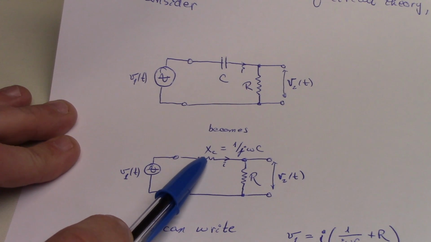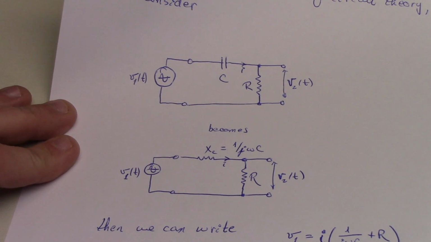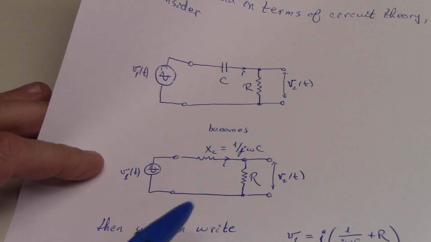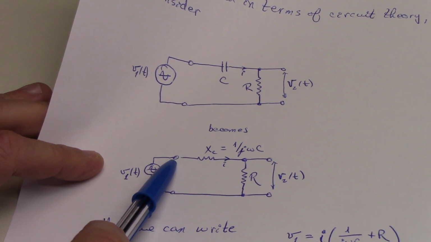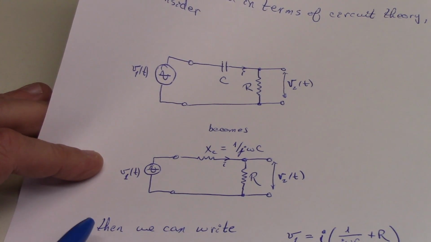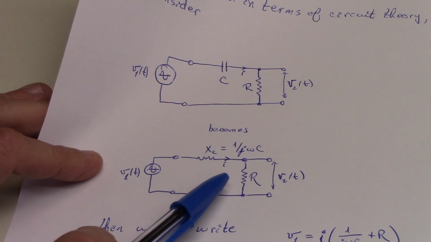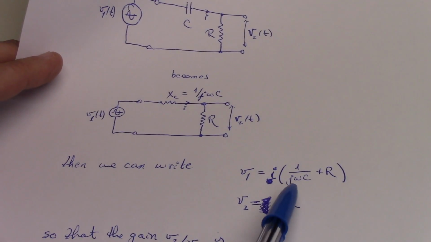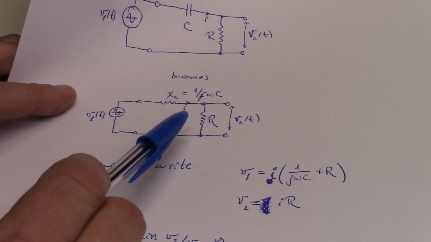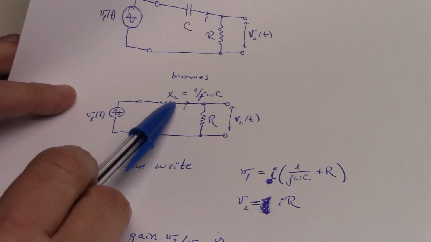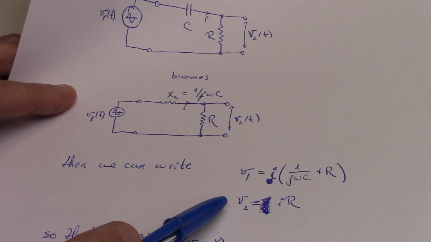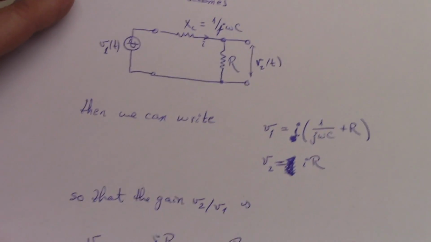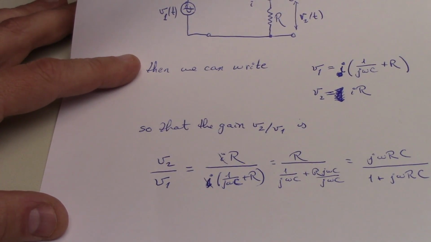And we know that the formula for the capacitive reactance is just 1 over j omega C, where j is the square root of minus 1. So we can apply Ohm's law to this circuit, and we know that the voltage drop from this node to ground is just going to be I times X sub C plus I times R, like this. But we also know that the voltage dropped across this resistor is just I, the current, times the resistance itself. So now we have an expression for V1 and V2, so we can write the gain as the ratio of V2 to V1.